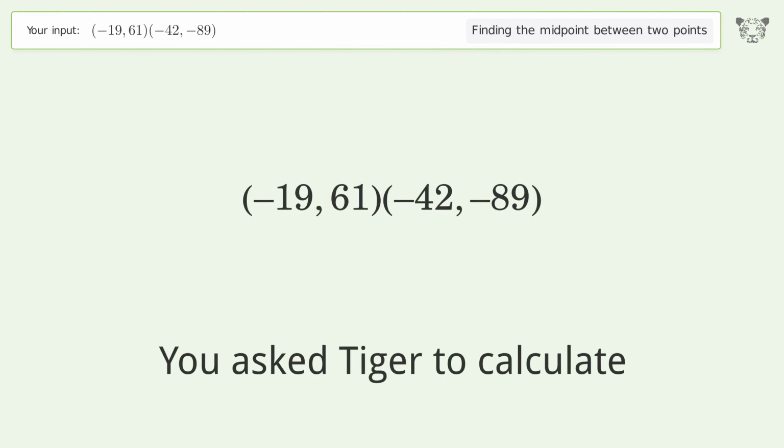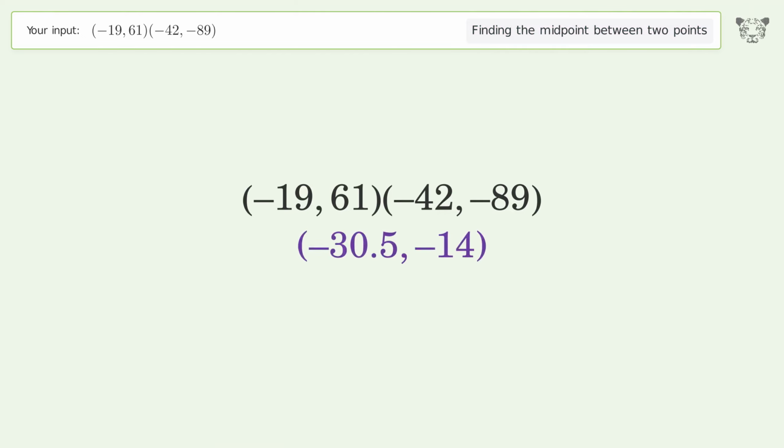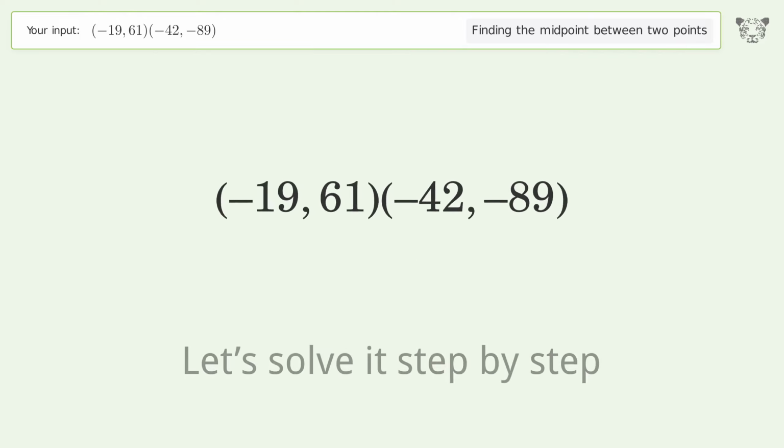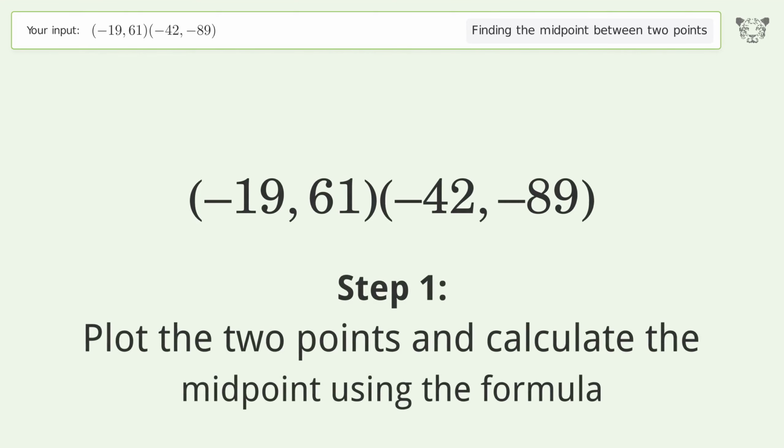You ask Tiger to calculate. This deals with finding the midpoint between 2 points. The midpoint between the 2 points is -30.5, -14. Let's solve it step by step. Plot the 2 points and calculate the midpoint using the formula.